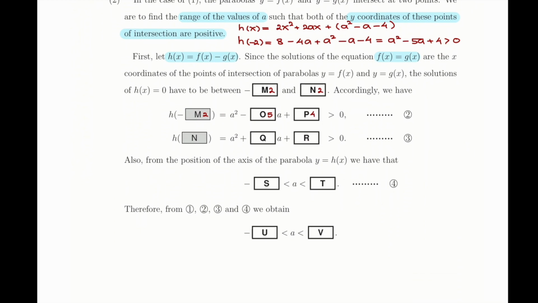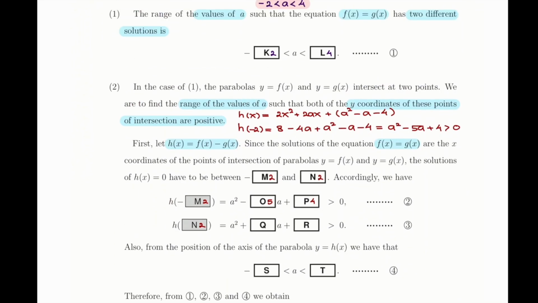Same thing with h of n. n is 2. Just substitute 2 into this expression. Then you will get h of 2, 2 squared is 4, 4 times 2 is equal to 8, plus 2a times 2, which is 4a, plus a squared minus a minus 4.